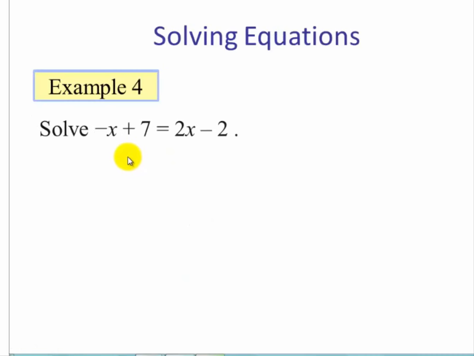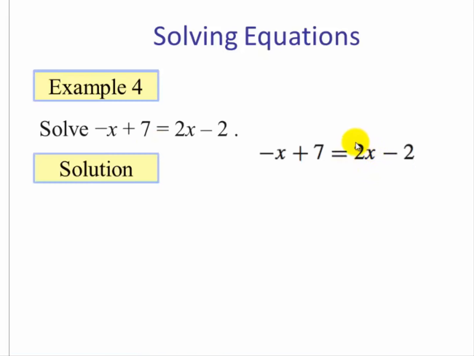Example 4. Here we have an equation that has variables on both sides. So our first step is we need to move the variables all on one side of the equal sign. It doesn't matter if it's the left-hand side or the right-hand side.